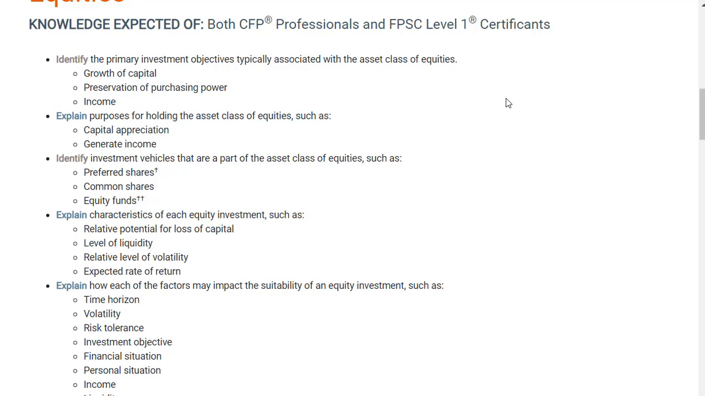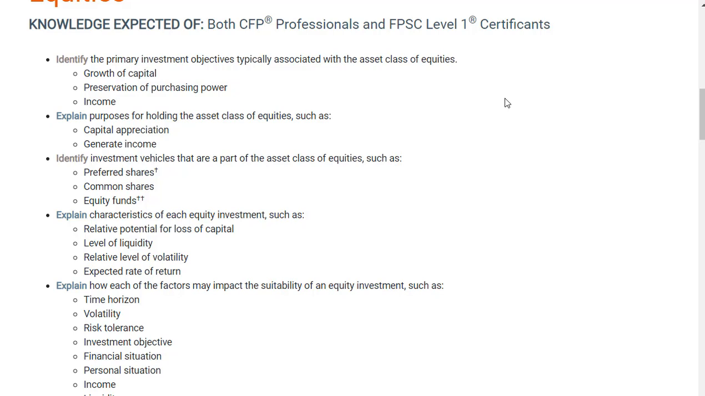Understand primary investment objectives typically associated with the asset class of equities. That would be growth of capital. Long-term on average, nothing has given better returns than stocks. But the higher the return, the higher the risk. If you're going to invest to grow your wealth, to grow your capital, you also have to expect to put up with the volatility, okay?